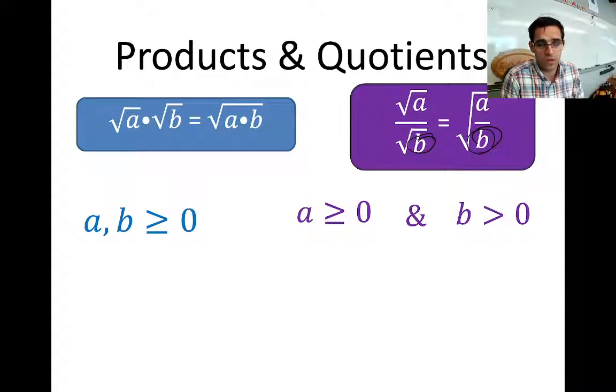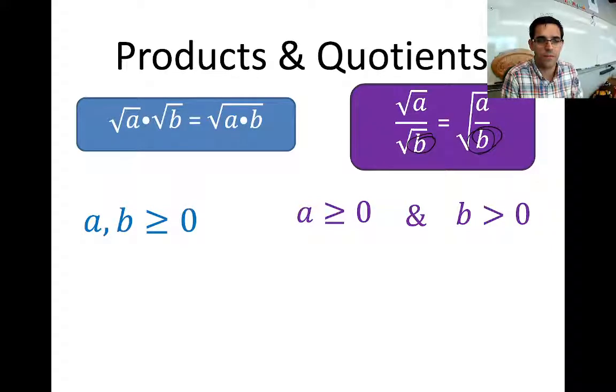Negatives don't work because there's no number times itself that equals a negative. If I pick a negative number, a negative times a negative is a positive. If I pick a positive number, a positive times a positive is a positive. There's really no way to square a number and get a negative. It doesn't make sense. So right now, we don't really have any way to deal with a negative radicand.